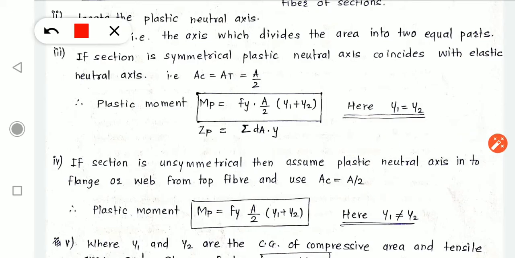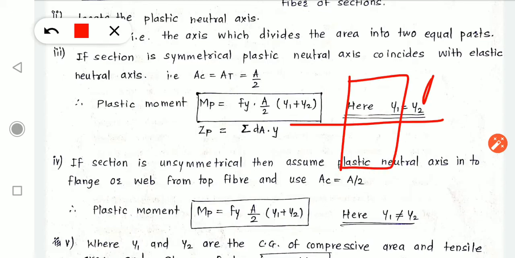Now the neutral axis will cut our section into two equal parts, and the areas are taken as the area of compression and the area of tension, right? And each area will be half of the total area. Understood?